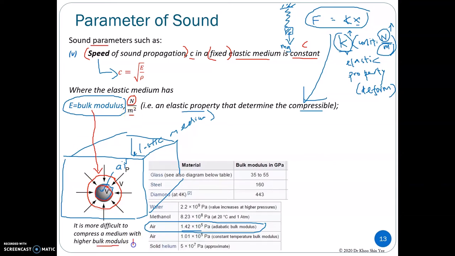If the bulk modulus is higher, then it's more difficult for you to compress a medium. For example, if you want to compress a diamond, it takes 443 gigapascal. Giga here means times 10 to the power of 9. So this value is much greater compared to the air. It means it's much more difficult to compress a diamond compared to the air. Based on the magnitude of the bulk modulus, you can identify which material is easier to compress or which material is more difficult to compress.